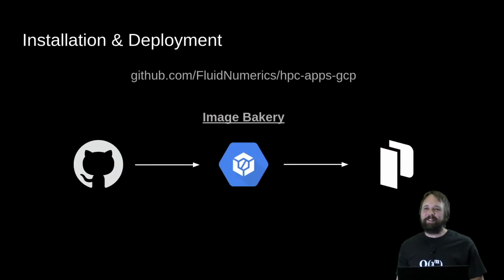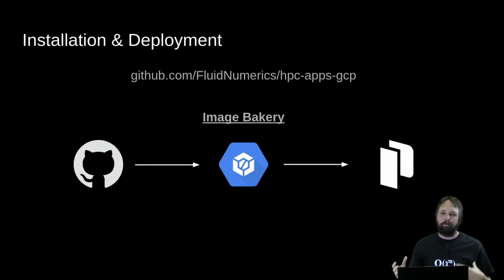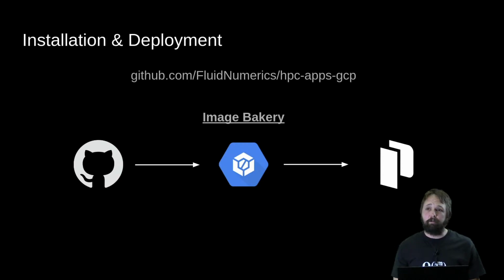So we'll go back over this slide here. The key ingredient here for getting all this off the ground to make it reproducible for you to use is what we call an image bakery. This consists of 3 basic ingredients. Primarily we have a Git repository, which is this Fluid Numerics HPC Apps GCP repository. We connect that to a service to do continuous integration and continuous deployment. And here we're using Google Cloud Build, so that anytime I make a push to a particular tag or a particular branch on this repository, the WRF image will get built.